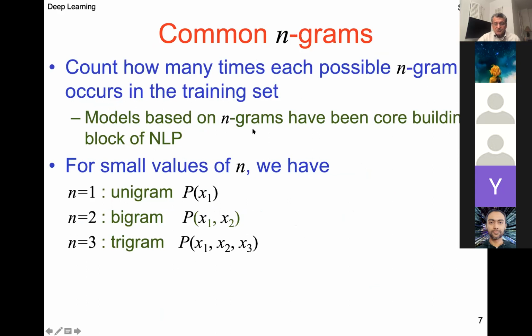Models based on n-grams have been core building blocks of NLP. People have gone and computed all these probabilities of words, and computed unigrams. What's the probability of x1? The marginal probability of x1 is called a unigram. For every word, like "the" and "cat" and "hat", we say how often it occurs in this corpus, and we calculate a probability for that. When we say pairs of words, that is a bigram, x1, x2, and for n equal to 3, a trigram would be x1, x2, x3, three at a time, and so on.